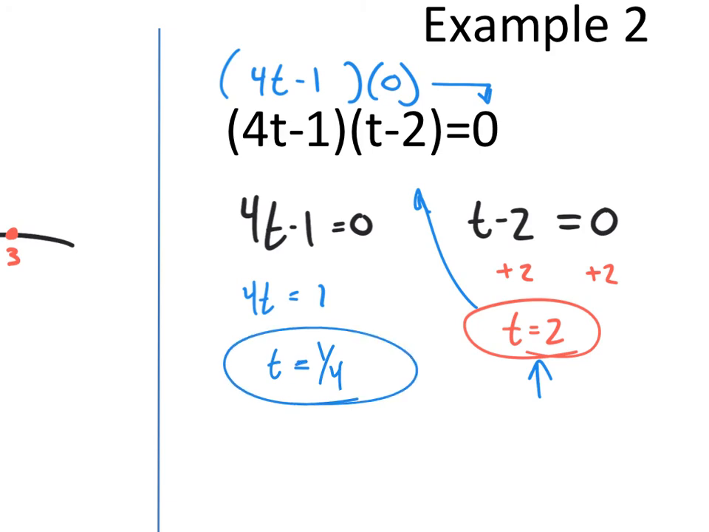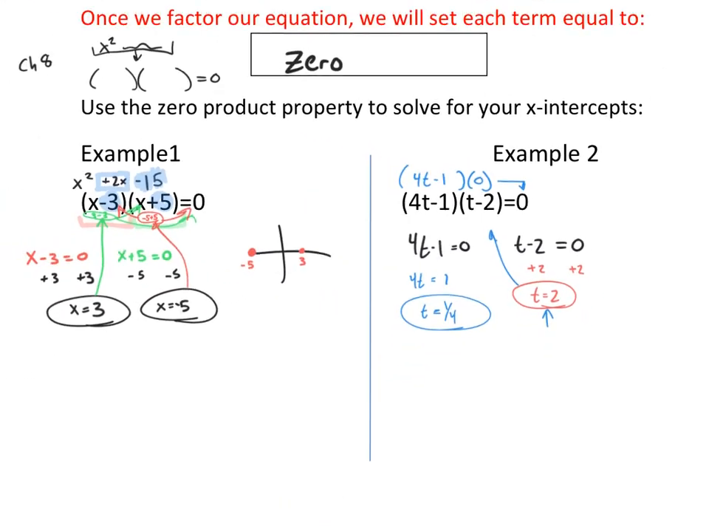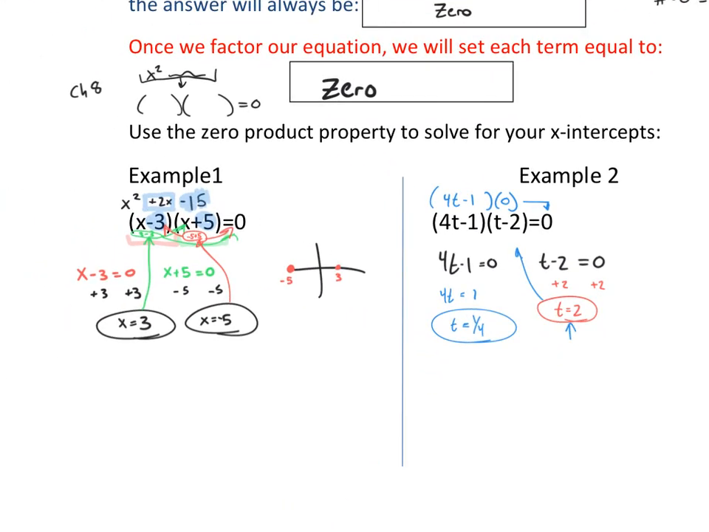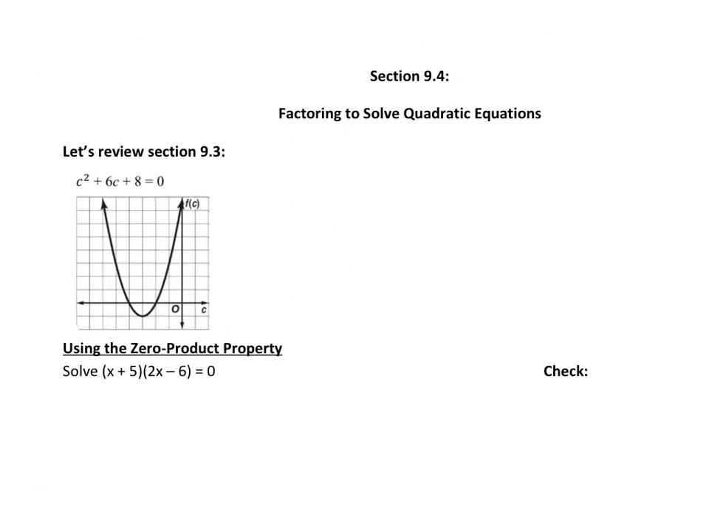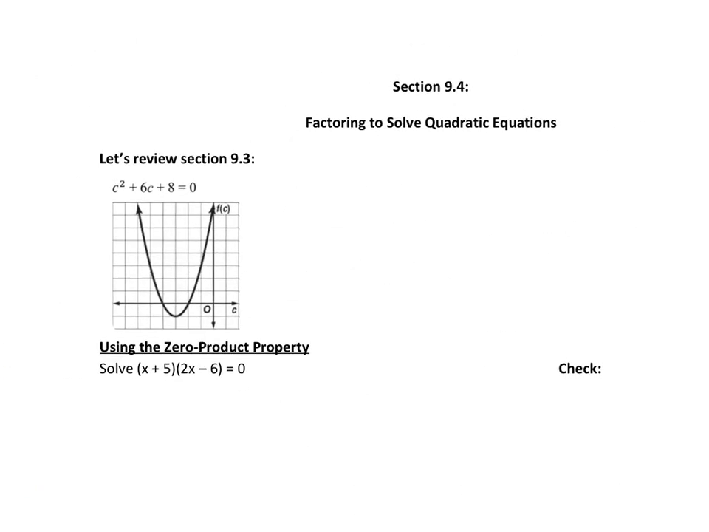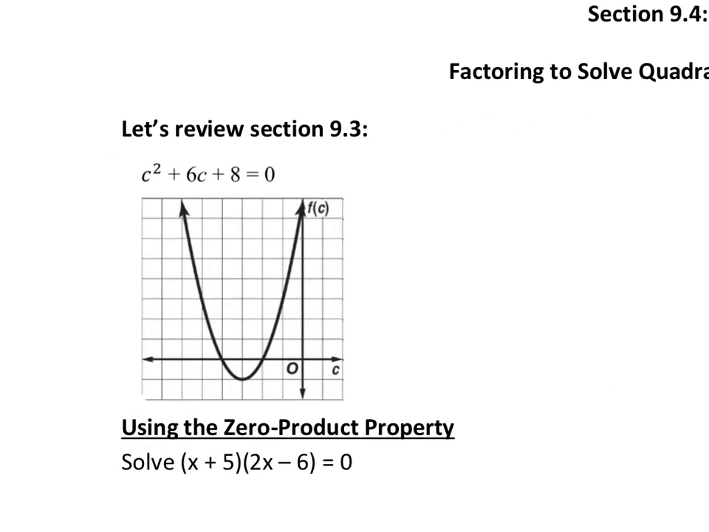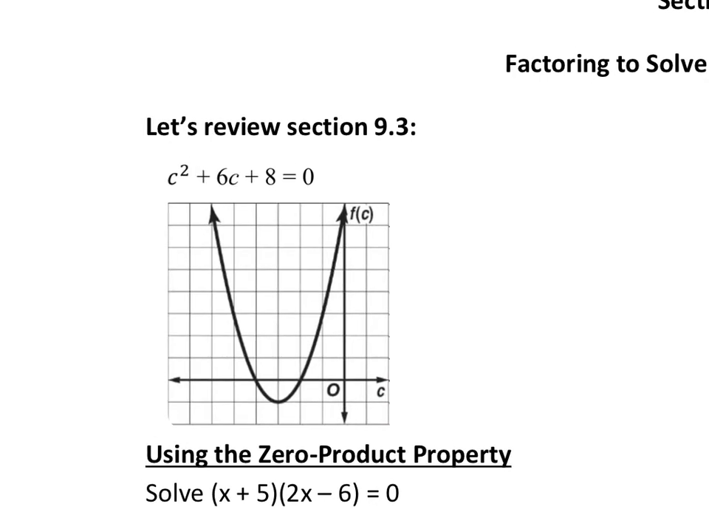So this one would have solutions at 1/4 and t is equal to 2. Now, you may be confused up to this point about what this is all going to do. This is just a little bit of an introduction so that you could better understand the official 9.4 notes. And this is building off of 9.3. 9.3, if you recall, was solving by graphing.